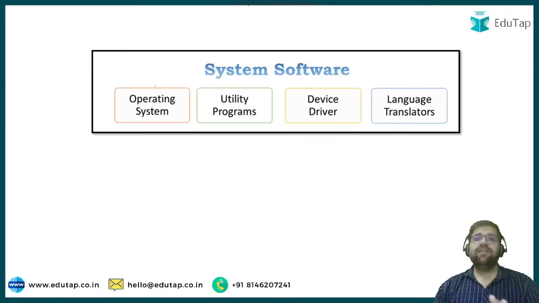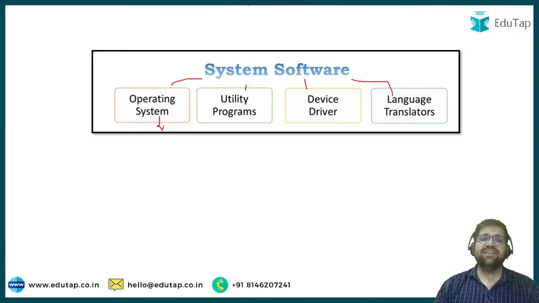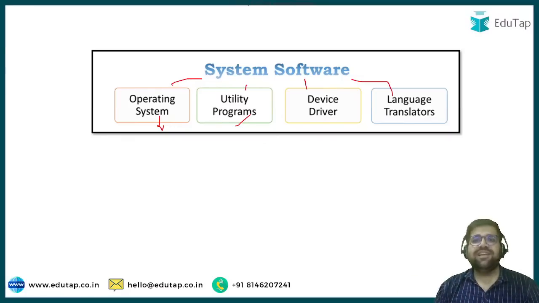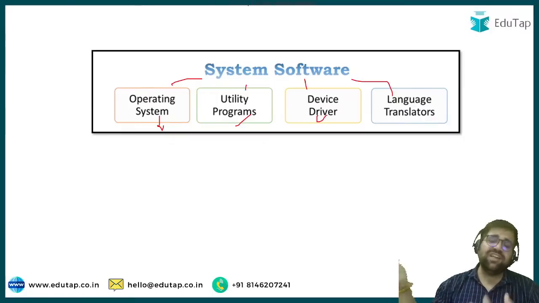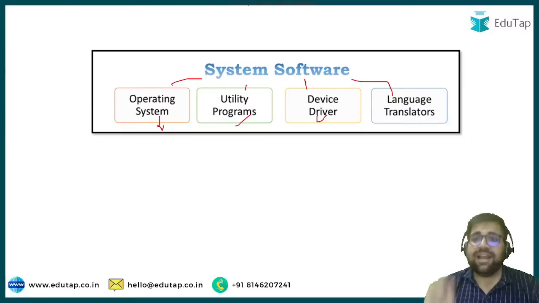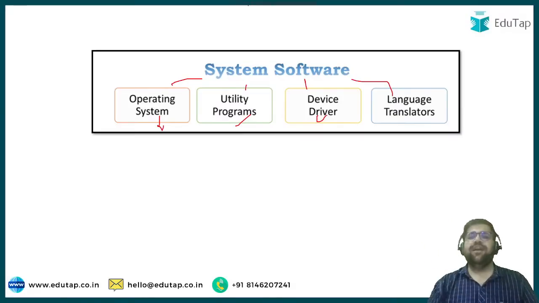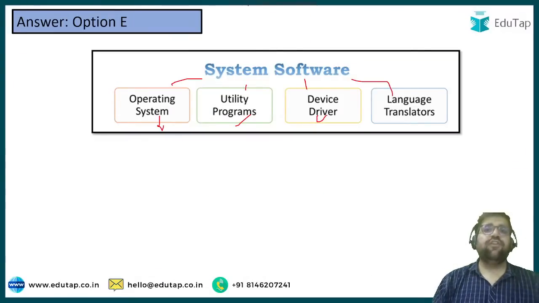Remember, system software will have four different categories. This I have told you. Operating system is the kind of soul of the computer. It will decide how the computer will interact with third party applications. Utility programs will provide certain utility or service, like antivirus or disk compression. Device drivers will help external devices connect with your computers. Language translators include assemblers and different kinds of interpreters and compilers. Now these are your system software, very important.